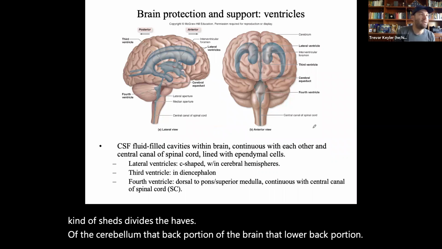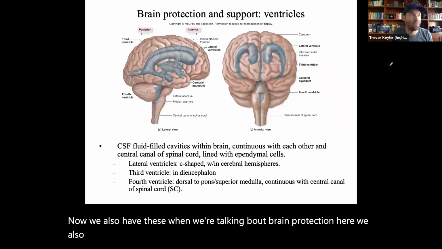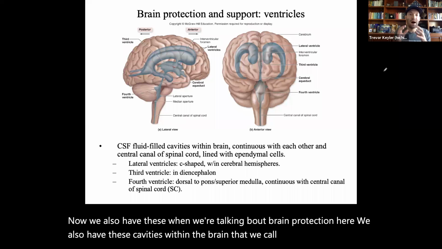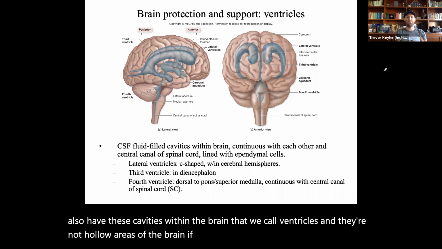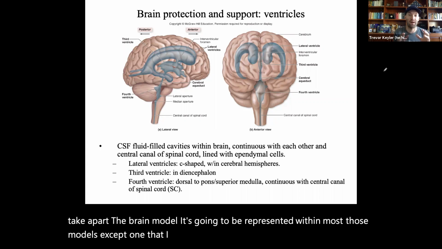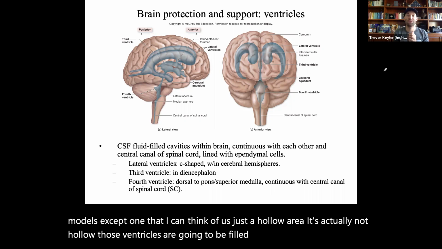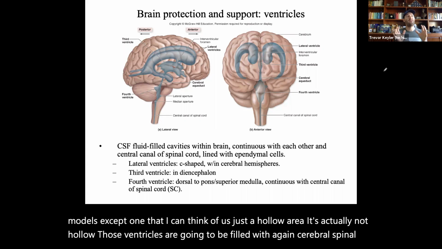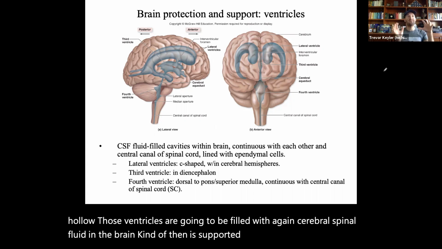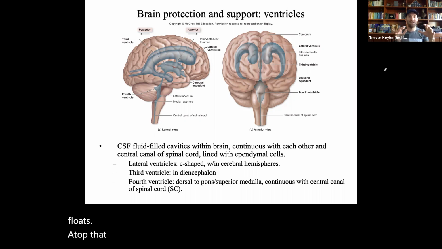Now, when we're talking about brain protection, we also have these cavities within the brain that we call ventricles. They're not hollow areas of the brain. If you were to go into lab, into 110, and take apart the brain model, it's represented in most of those models, except one that I can think of, as just a hollow area. It's actually not hollow. Those ventricles are filled with, again, cerebral spinal fluid. And the brain is supported by this and just floats atop those ventricles.